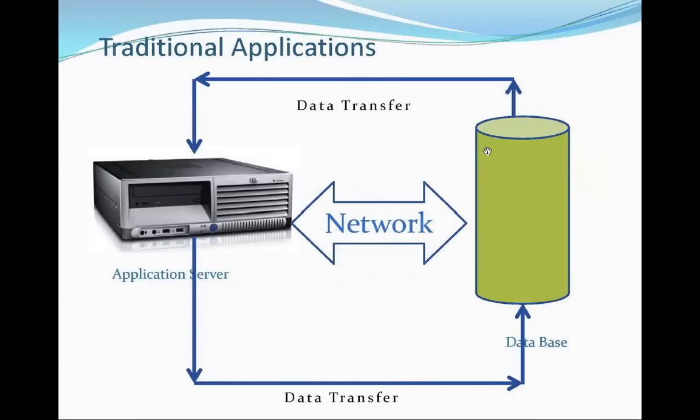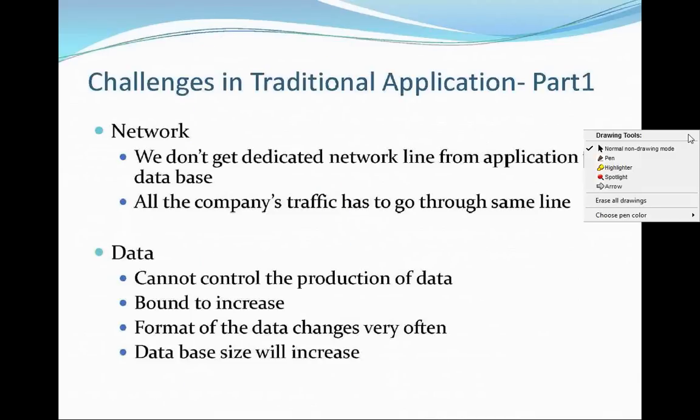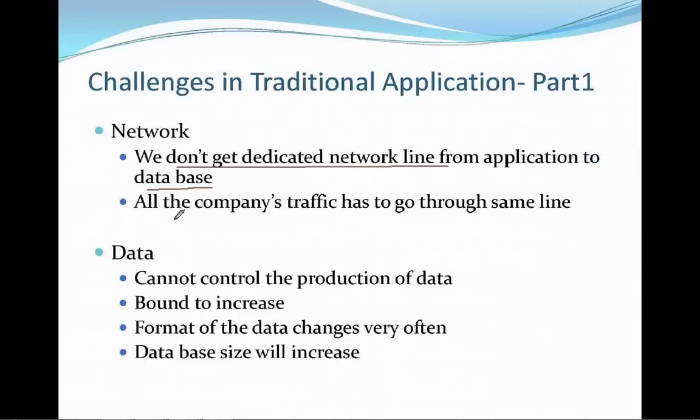Okay? So suppose there is a client of Accenture. They don't get a dedicated network line from application to the database. All the company's traffic has to go through the same line. Mark Zuckerberg cannot control the production of data. It's bound to increase. And the format also changes very often. Fine. You get unstructured data, a hodgepodge of numerous data types.